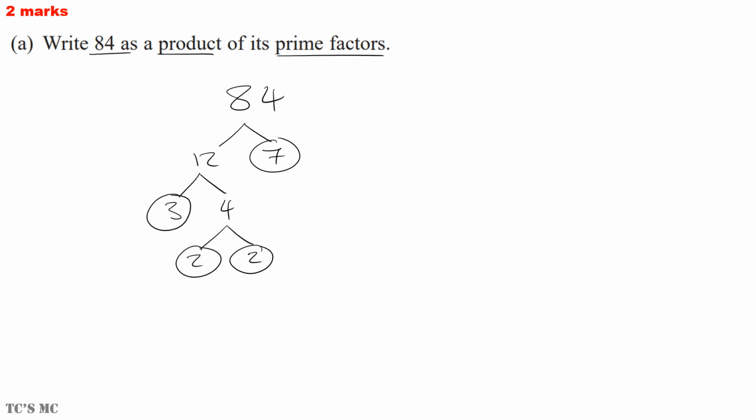The question says to write it as a product. Product means multiplication. So as a final answer, we must write it out as a multiplication. 2 multiplied by 2 multiplied by 3 multiplied by 7. And now we have a second mark.